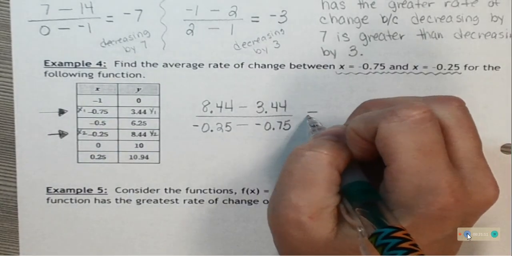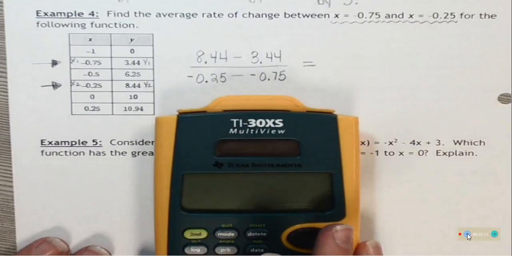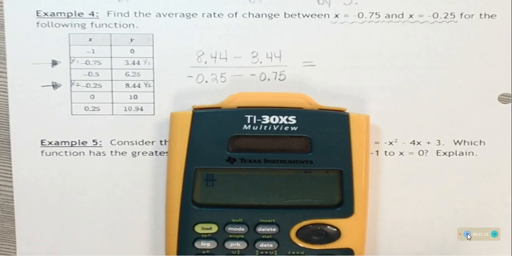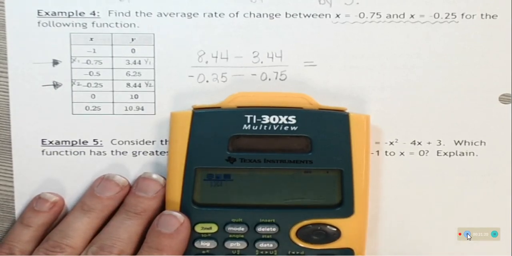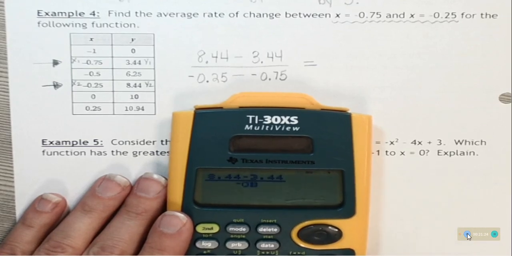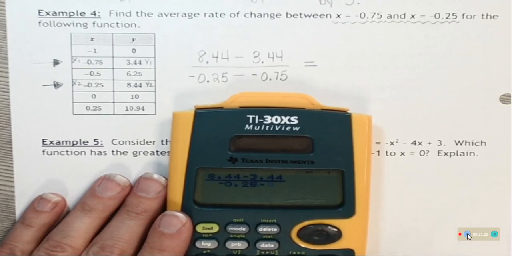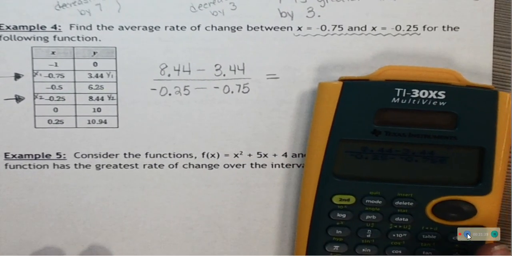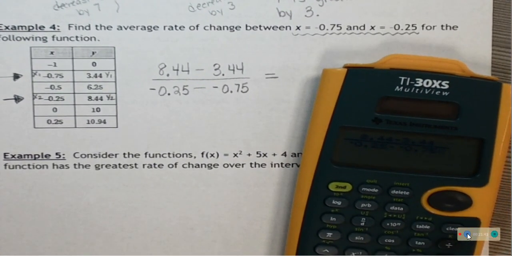To find the rate of change, I simply take my calculator and I type exactly what I see. 8.44 minus 3.44 over negative 0.25 minus a negative 0.75. So I want you to type that. Because when it comes time for a test, or the end of course test especially, I'm not going to show you how to type it. I can't. Now I'm going to hit enter.